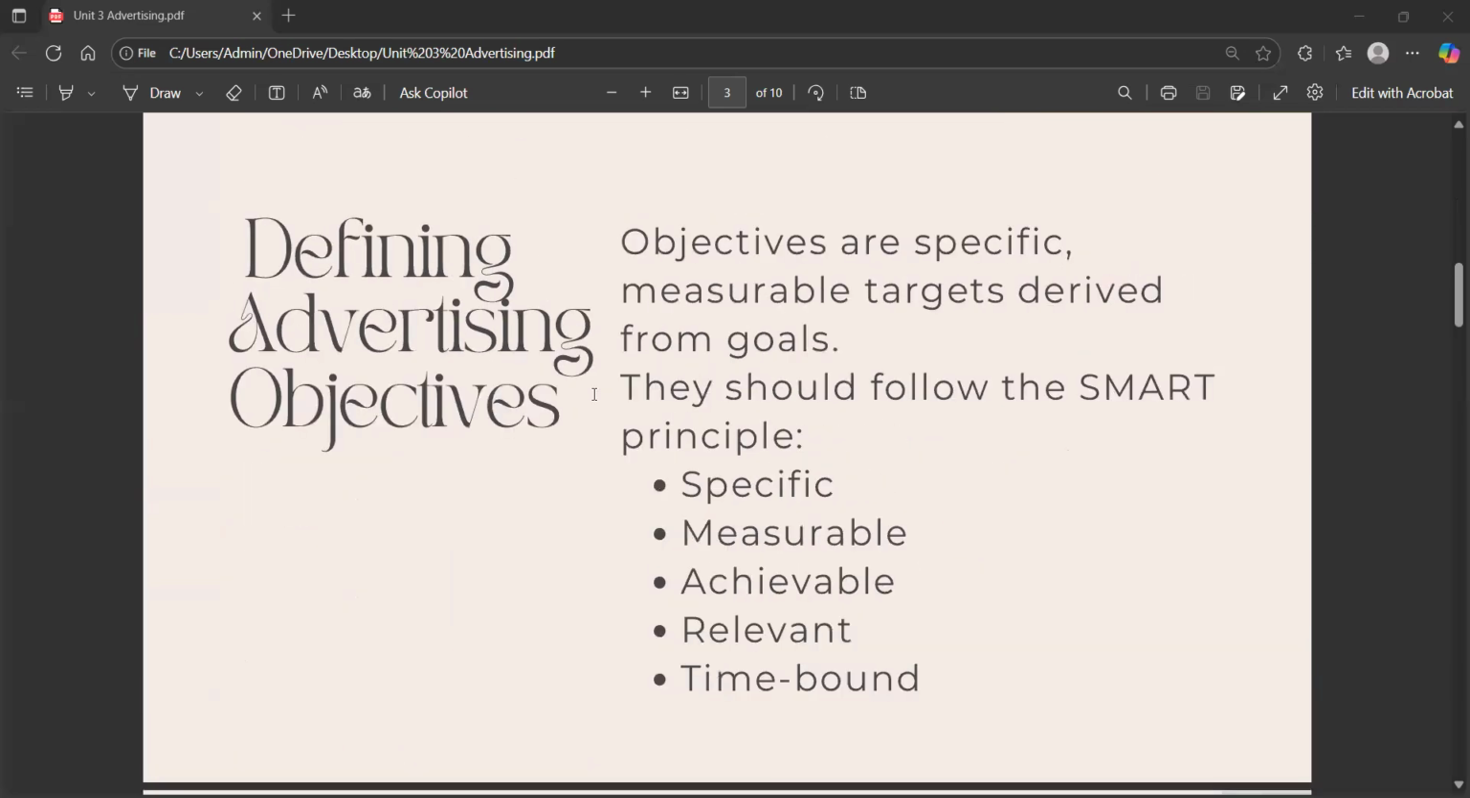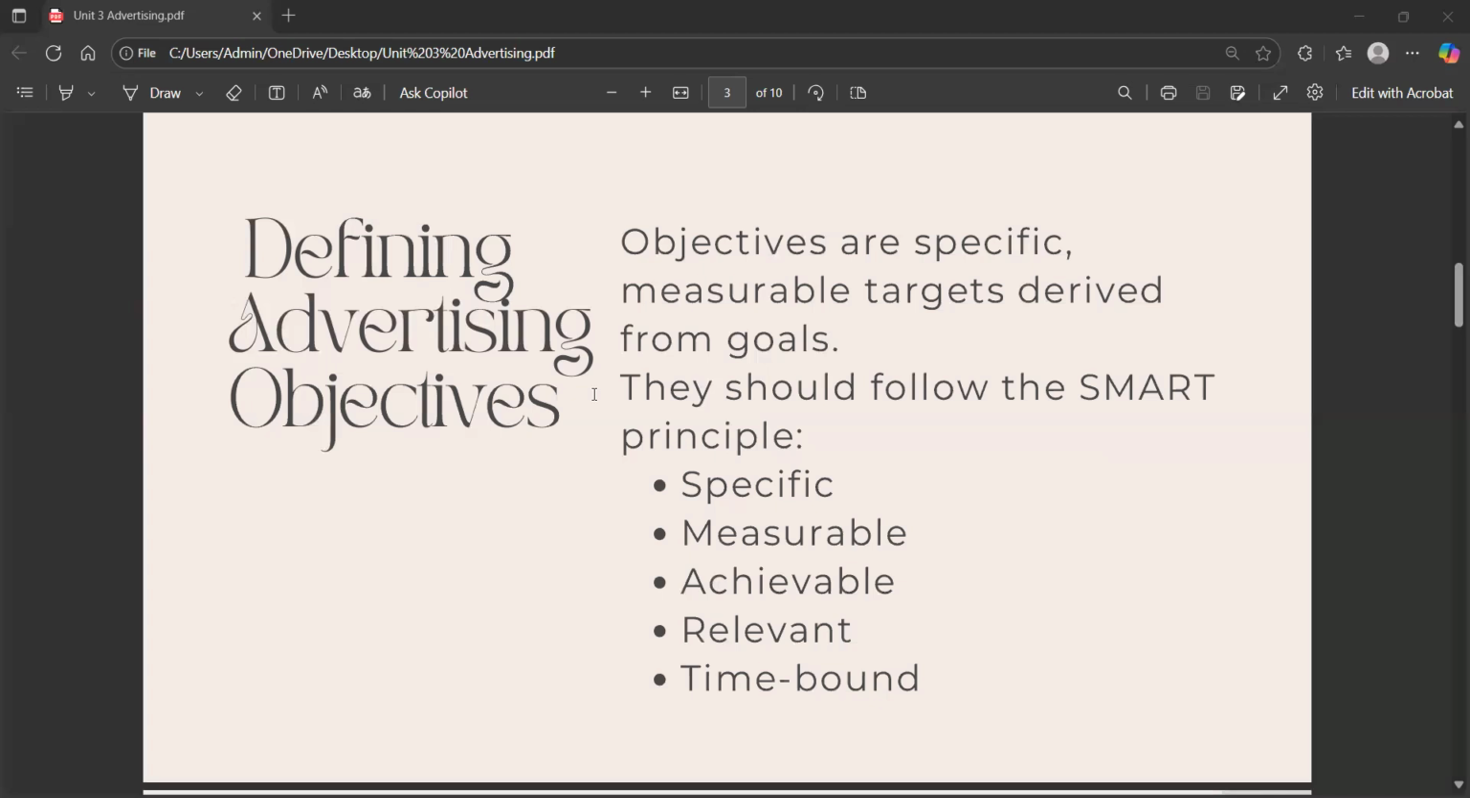Then defining advertising objectives. Objectives are specific, measurable targets derived from our goals. So they should follow the SMART principles. Objectives are specific and measurable through targets derived from our goals. They should follow the SMART principle. So what does SMART stand for?